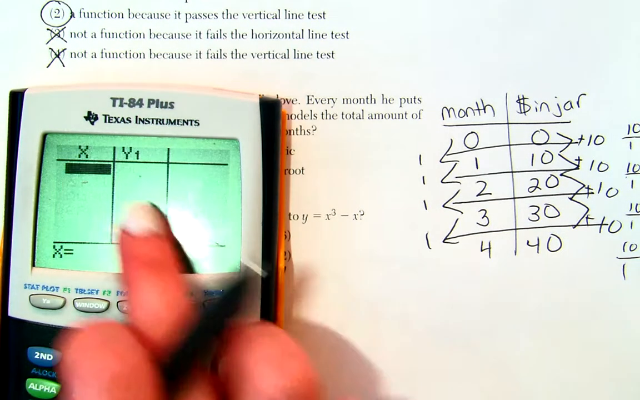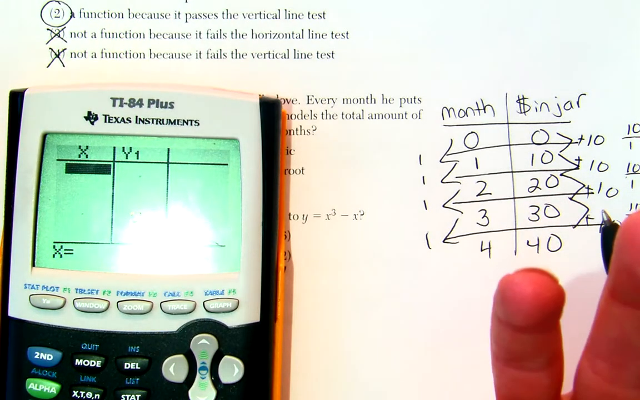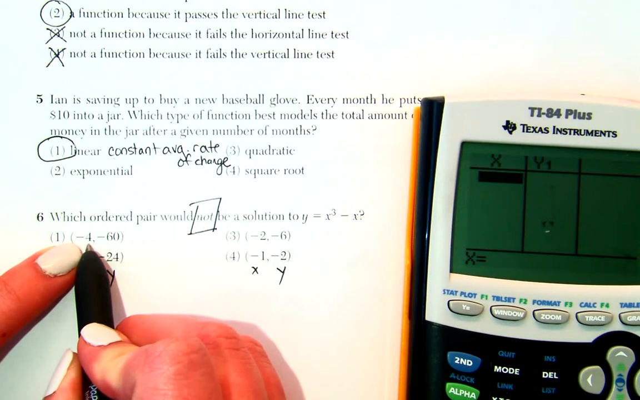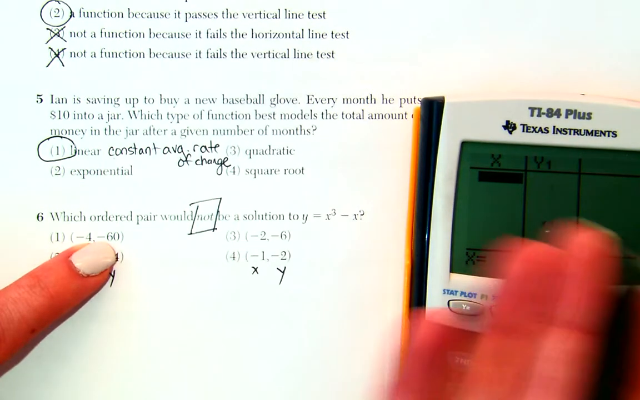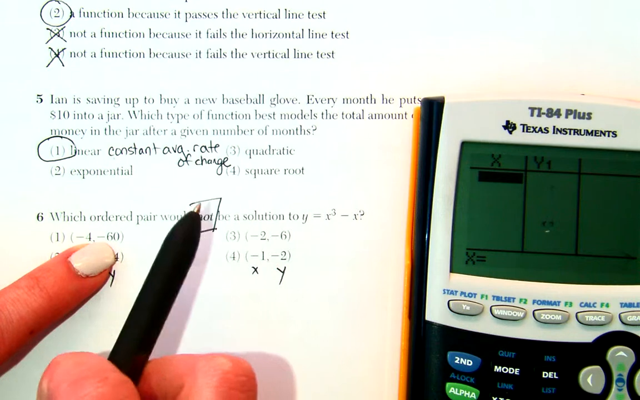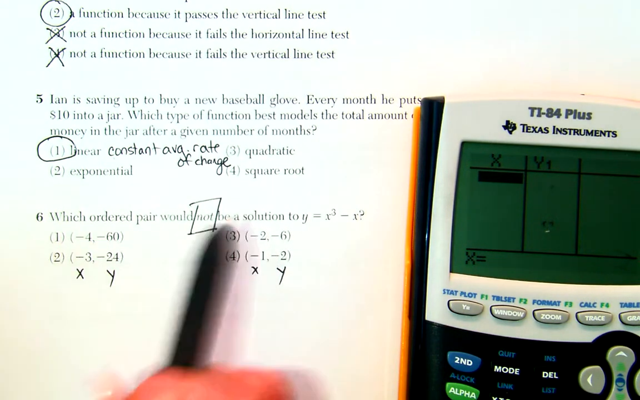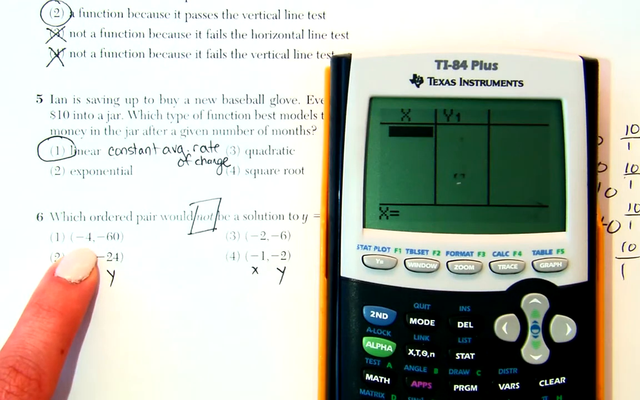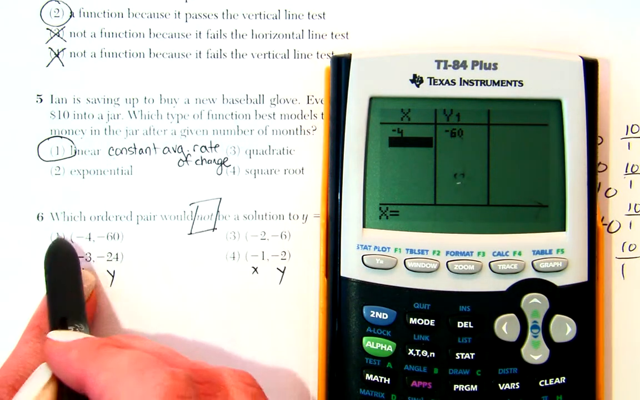So when I go to my table, you'll see it's empty. It's not broken. It's purposely like that because I haven't told the calculator anything yet. So now I'm going to test each x value and determine if the y value does come out the way it should or doesn't. So I'm asking for which pair would not be a solution, so I should be expecting to see one of these not work. So I'm going to type in the x value -4, so I literally type in -4, press enter, and I have the matching pair of -60.